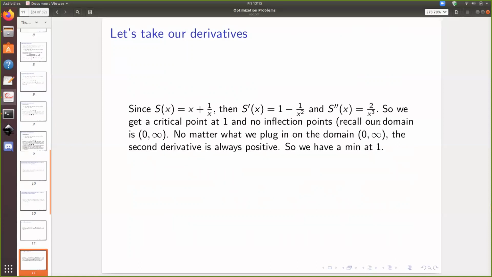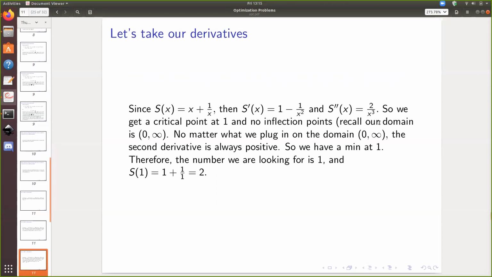All right, so no matter what we plug in on the domain 0 to infinity, the second derivative is always positive. So it's concave up, and we have a minimum at 1. And there you have it. Plug it in, there's your value. So that was a cute little problem.